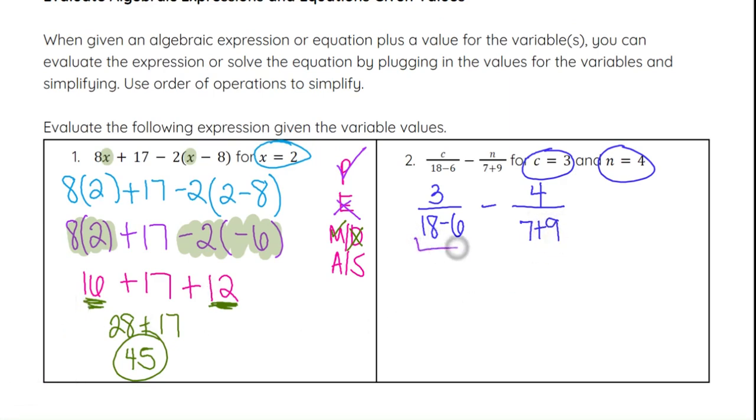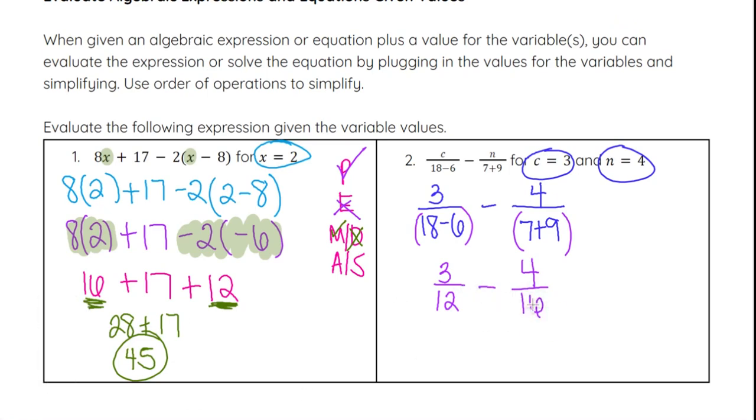So 18 minus 6, if we look at that part right there, following order of operations, that's essentially like being in a set of parentheses because it's in the denominator of a fraction. So we can think of this as having to be done before we can do any dividing with 3 in the top and 4 in the top. So I'm going to leave it 3 over and then 18 minus 6. And when you do 18 minus 6, you get 12. And then minus 4 over 7 plus 9 is 16.